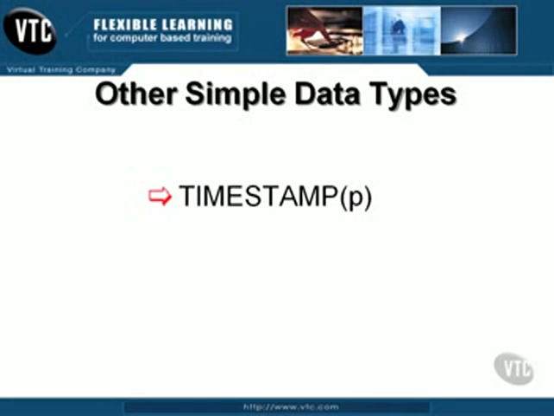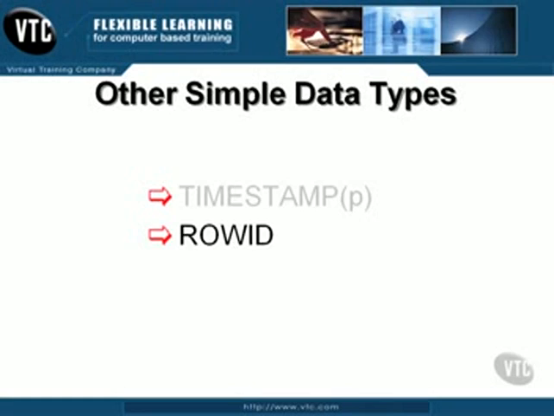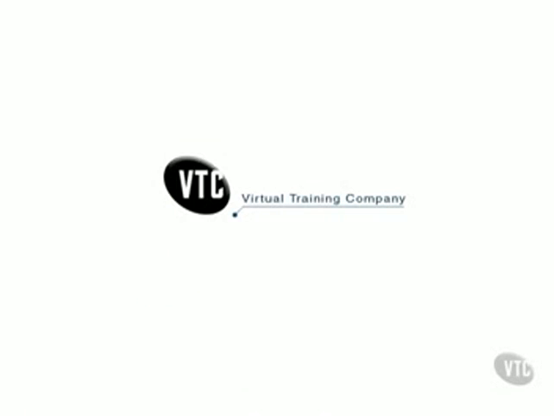And you have a timestamp, which is really a date with a timestamp on it as well. So it's a date, month, day, year, and then hour, minutes, and seconds. A row ID is an internal pointer for Oracle that allows Oracle to point at rows in a table, inside a table space, in a data file, in a database. And a urow ID is a slightly more complex version of a row ID. Those are the simple data types in Oracle that we need to look at.